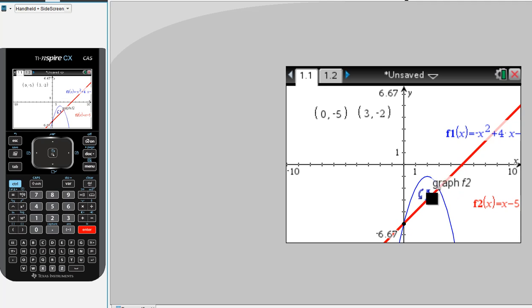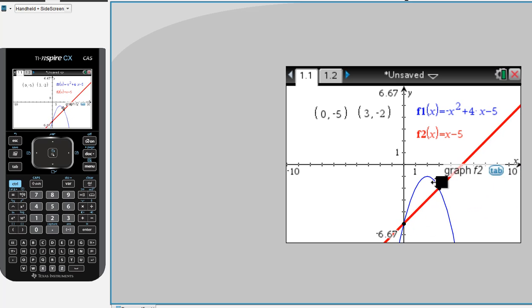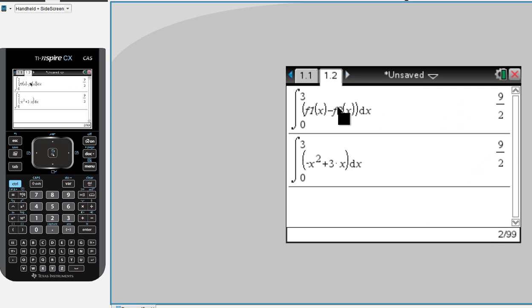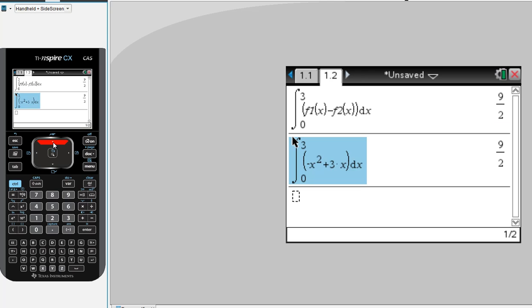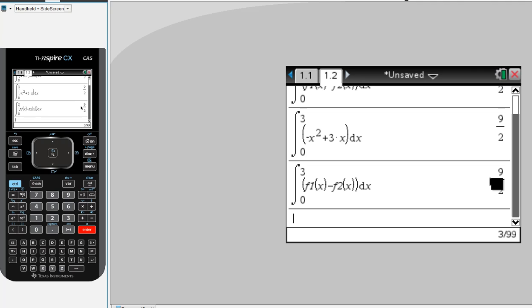Now we have the area here, but it's below the x-axis. So it will be the same result, because if we have an upper function, the blue one is above the red one. So an upper function minus a lower function, it doesn't matter if it's below the x-axis, the area or the integral will always be positive. So let's try this. Back to this one. Actually, we can just copy this and press enter. It's going to be 9/2.